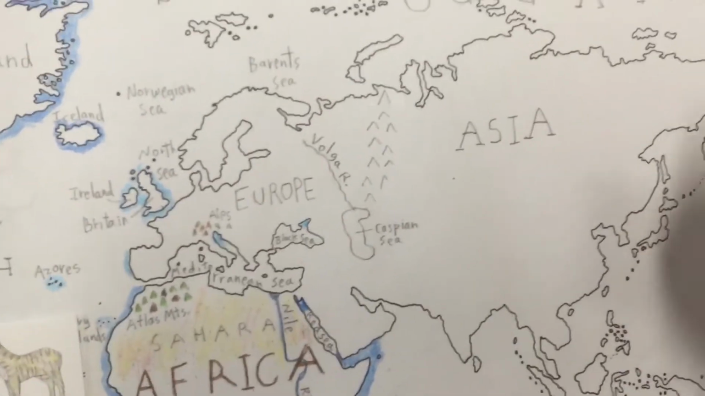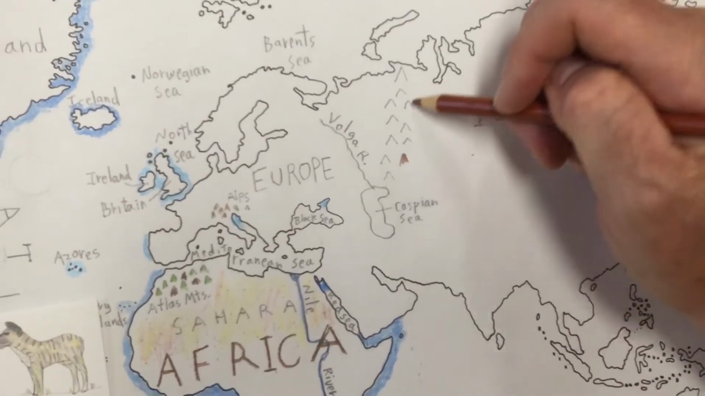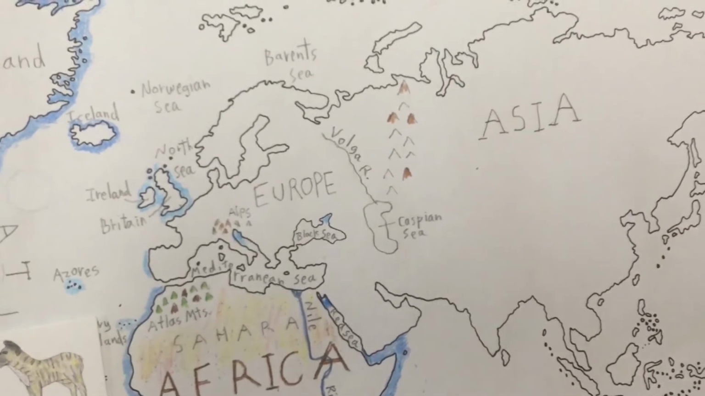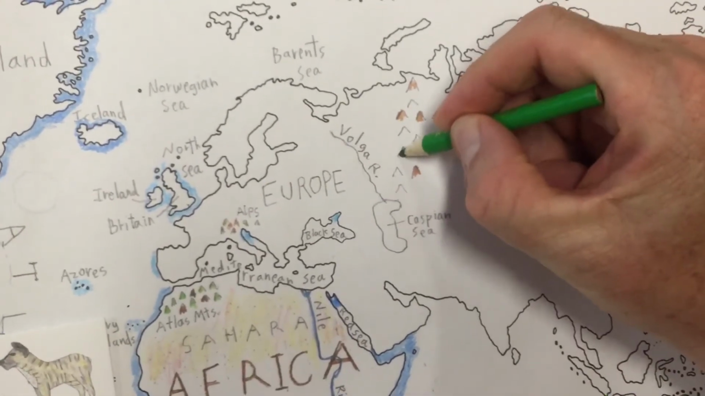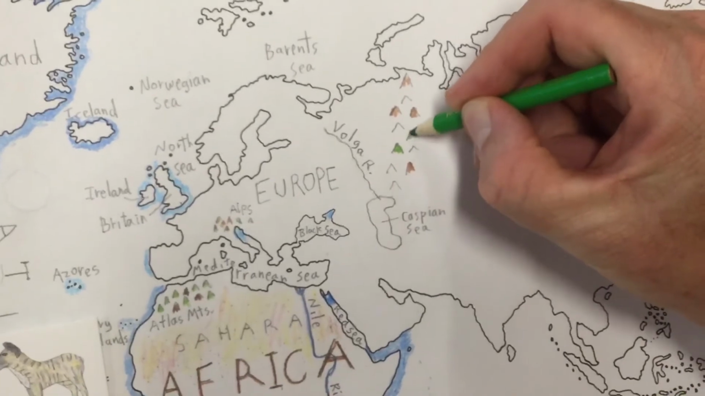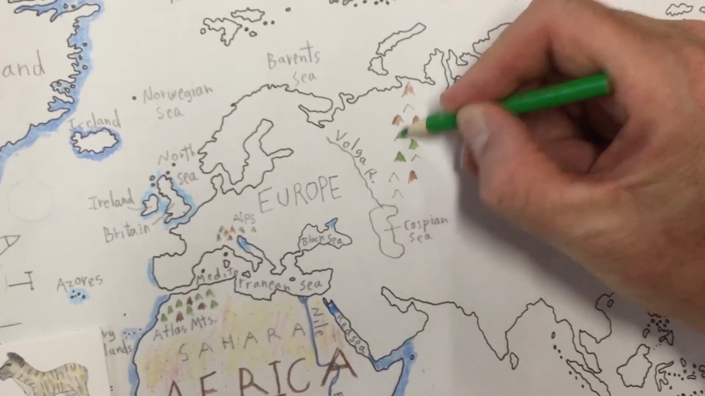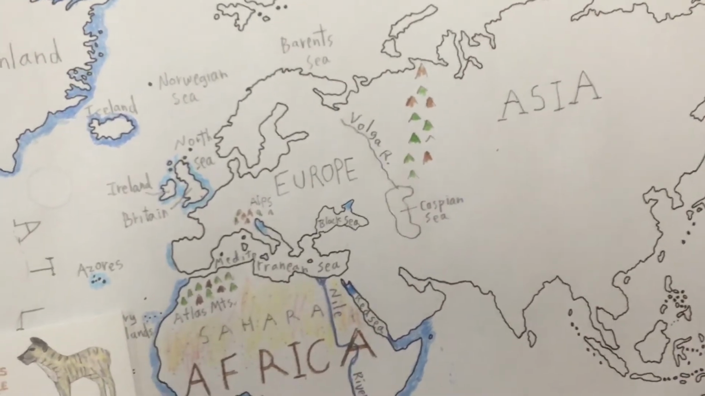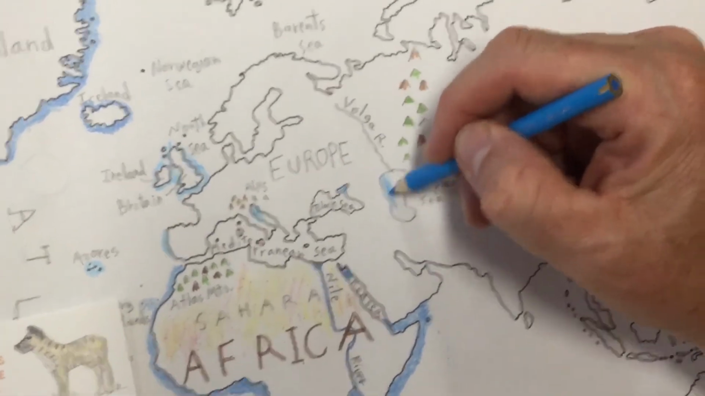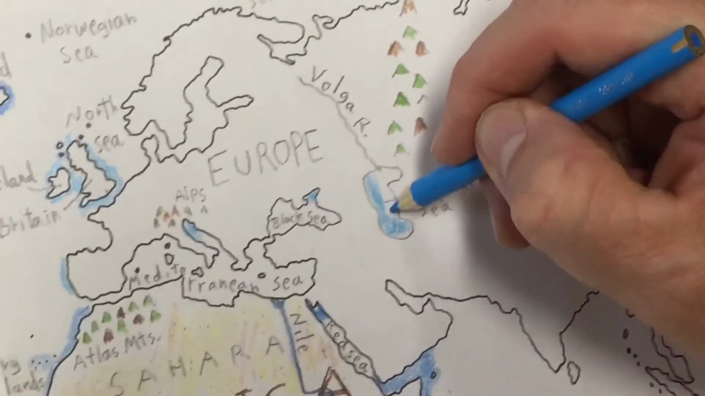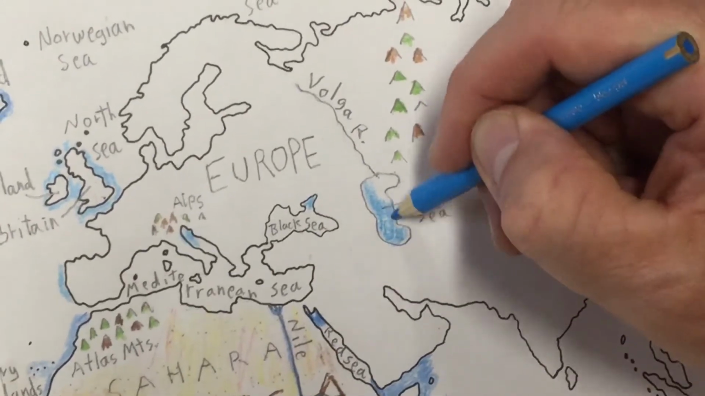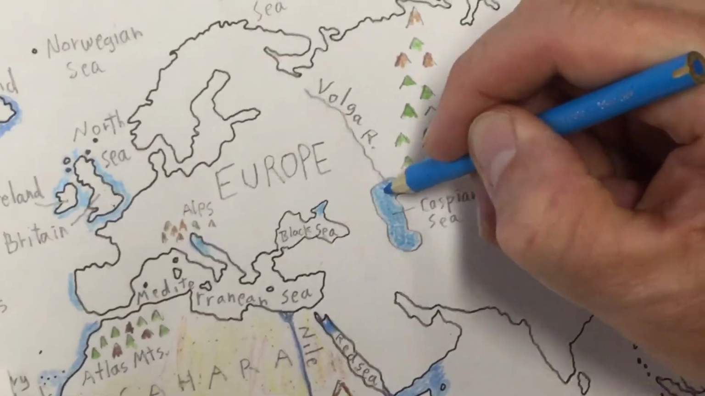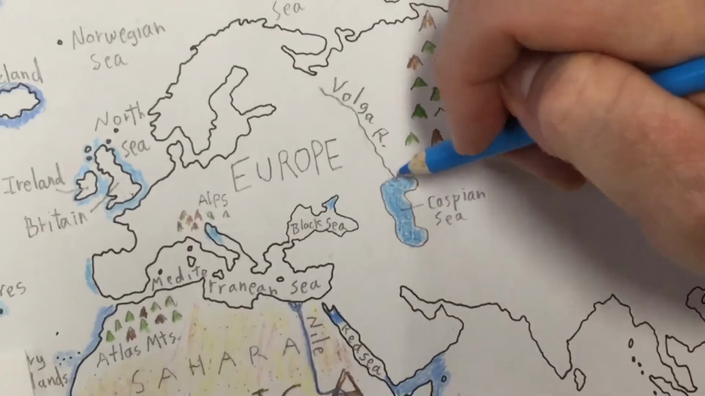Okay, I'm going to add a little color to the Urals. Color in the Caspian while I'm thinking about it. And I'll highlight the Volga.